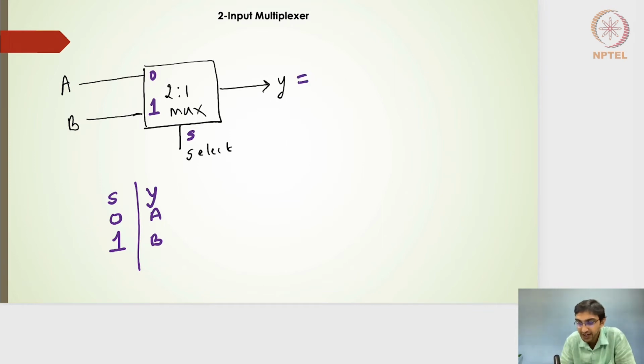So Y as an expression, I can say that when S is 0, I will get A, and when S is 1, I will get B.